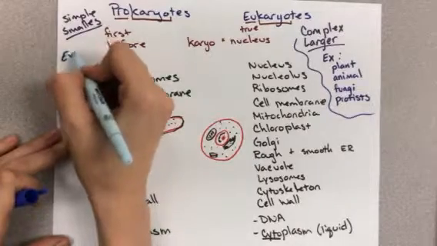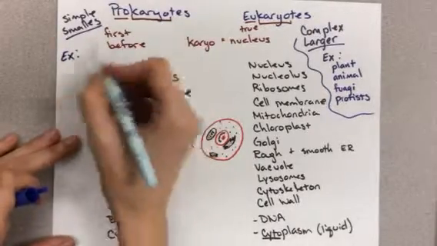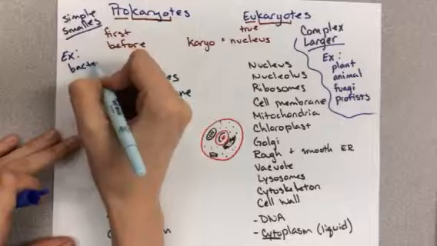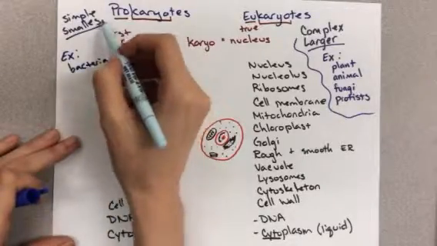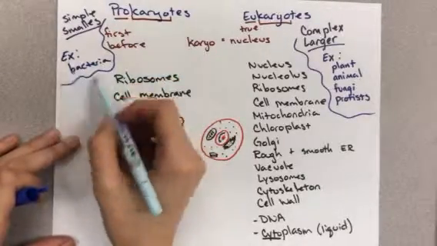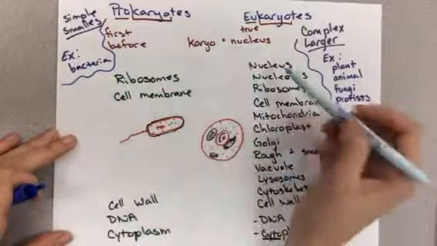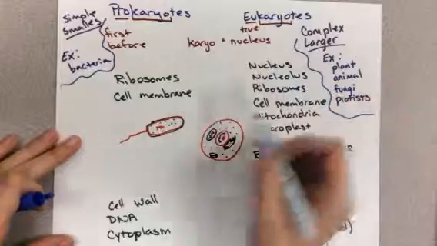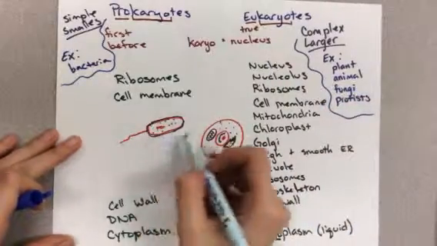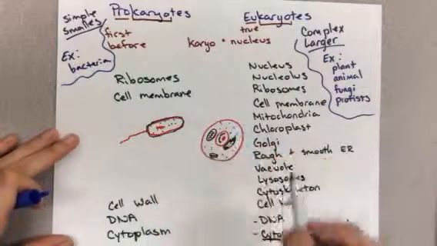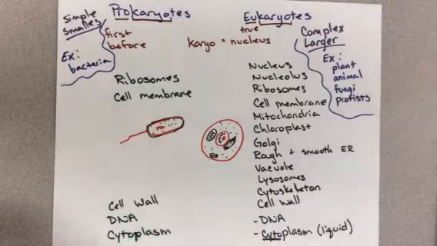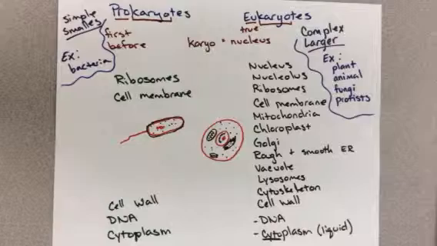Prokaryotes, example, notice I said example, not plural: bacteria. All right, so bacteria are the major example of prokaryotes. Do not assume that bacteria have a nucleus. That's not true. They are prokaryotes. They evolved before the nucleus. So keep that in mind, and read the skeleton notes and make sure that you come to class prepared for our activity.